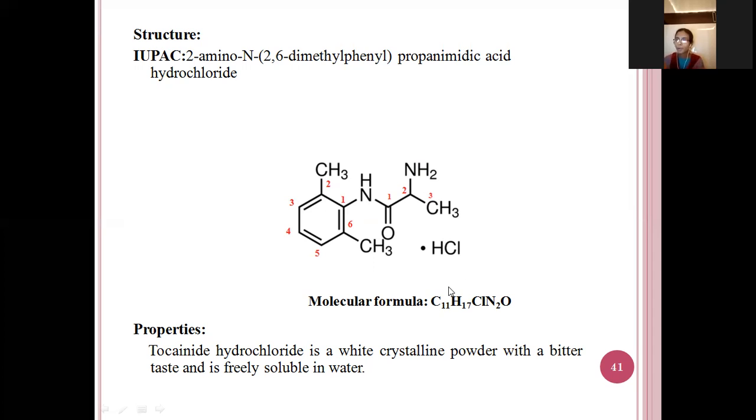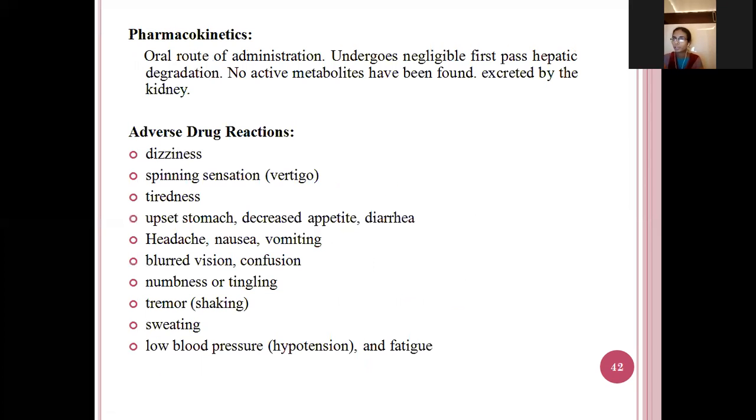Next, properties: it is a white crystalline powder with bitter taste, and it is freely soluble in water. Pharmacokinetics: it is given by the oral route, and it undergoes negligible first pass hepatic degradation. No active metabolites are formed, and it is excreted by the kidneys. It does not undergo any metabolism process directly.